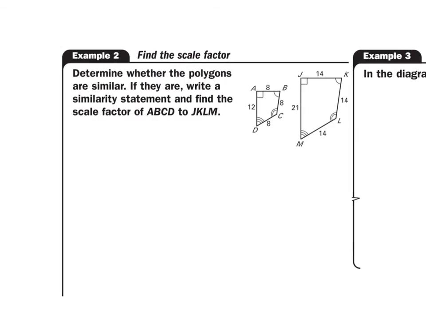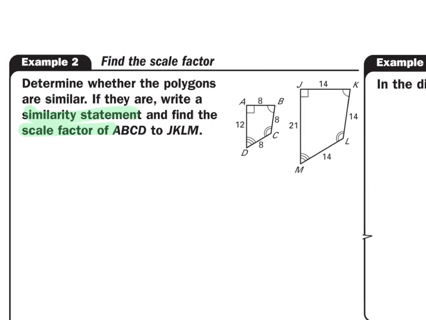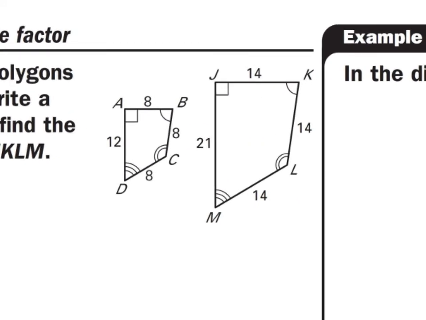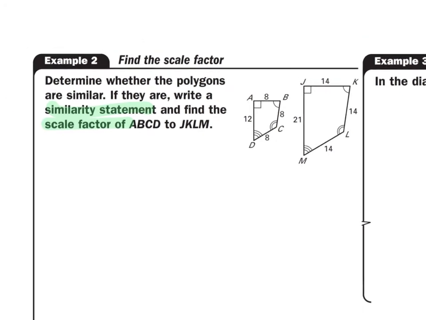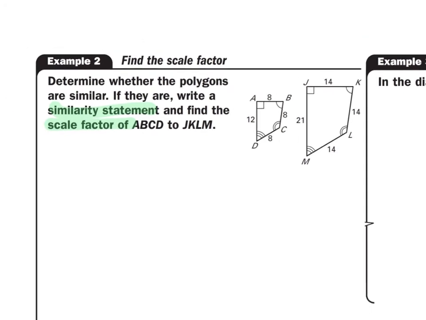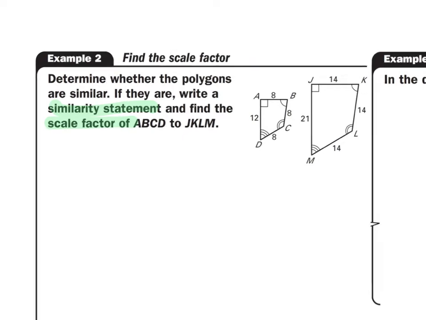So determine whether the polygons are similar. If they are, write a similarity statement and then find the scale factor. Okay, before we get into all of that, let's first determine if they are similar. In order for them to be similar, they have to have congruent angles. Do they have congruent angles? Yes, they do. They're marked for us. Okay, so we can say that's true. All right. Now we have to see if the sides are proportional, like we did two problems ago. So let's check.